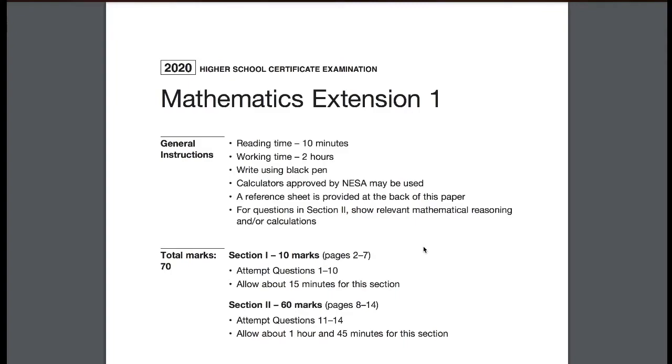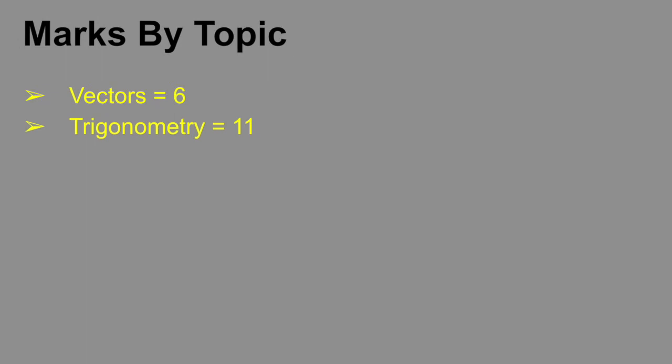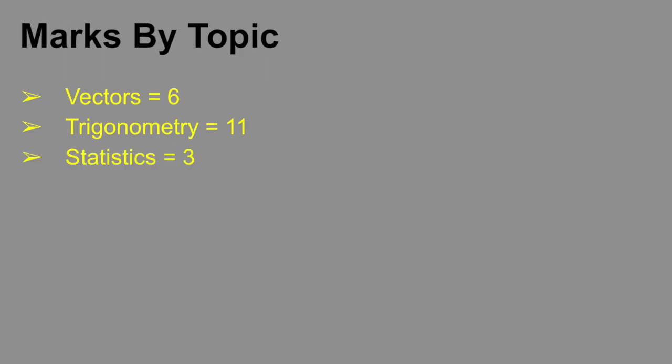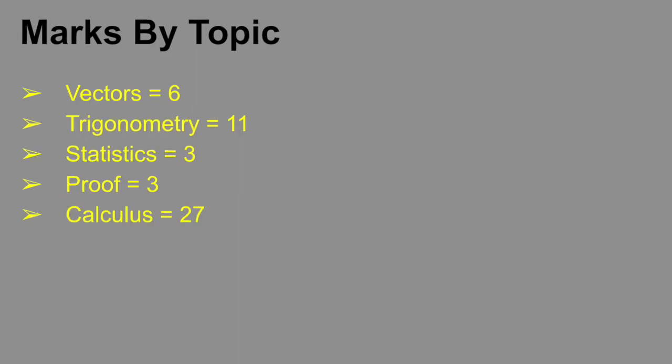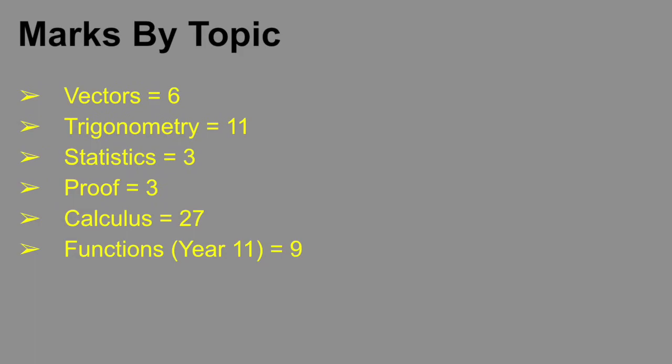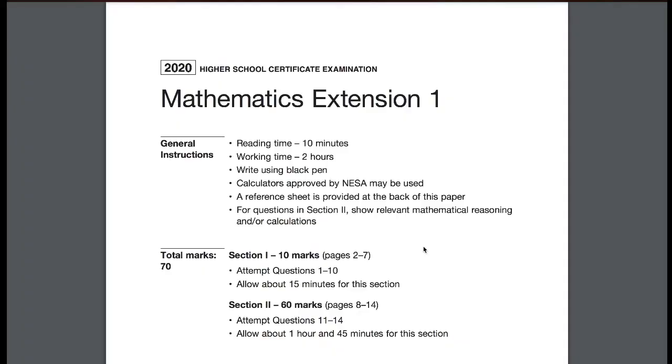Vectors comprised 6 marks, trigonometry was 11 marks, statistics was 3 marks, proof was 3 marks, calculus was 27 marks, functions, a Year 11 topic, was 9 marks, and combinatorics, another Year 11 topic, was 11 marks. As you can see, the paper had a large composition of Year 11 topics, which added up to a total of 20 of the 70 marks.